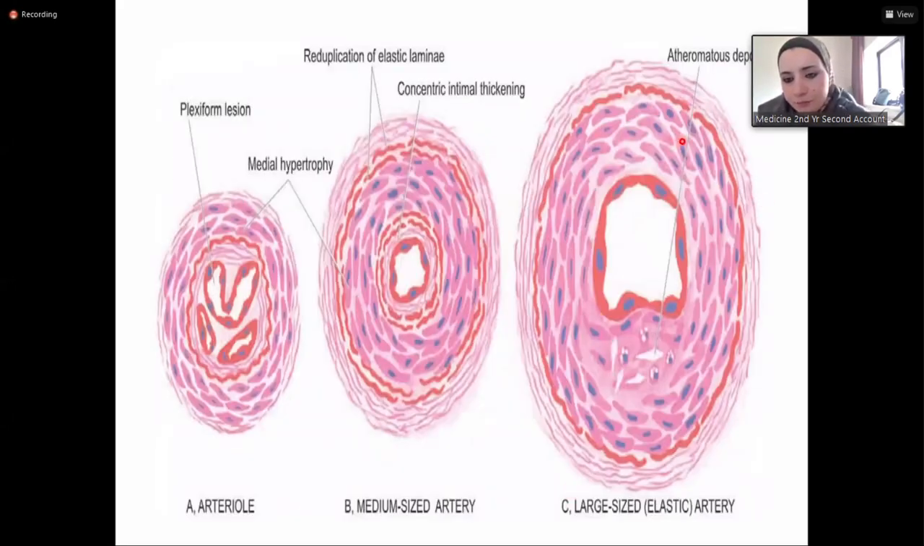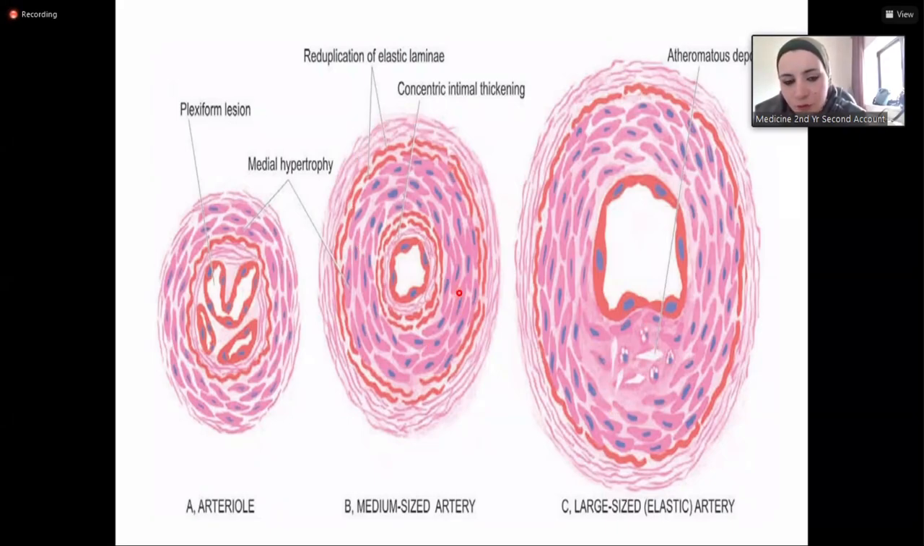So, this is a big blood vessel. Again, in the big blood vessels we see mainly atheroma formation in the wall of the blood vessel. ولما تاخذوا cardiovascular system رح تعرفوا إيش mechanism behind development of atheroma, and what are the components of the atheroma and so on.